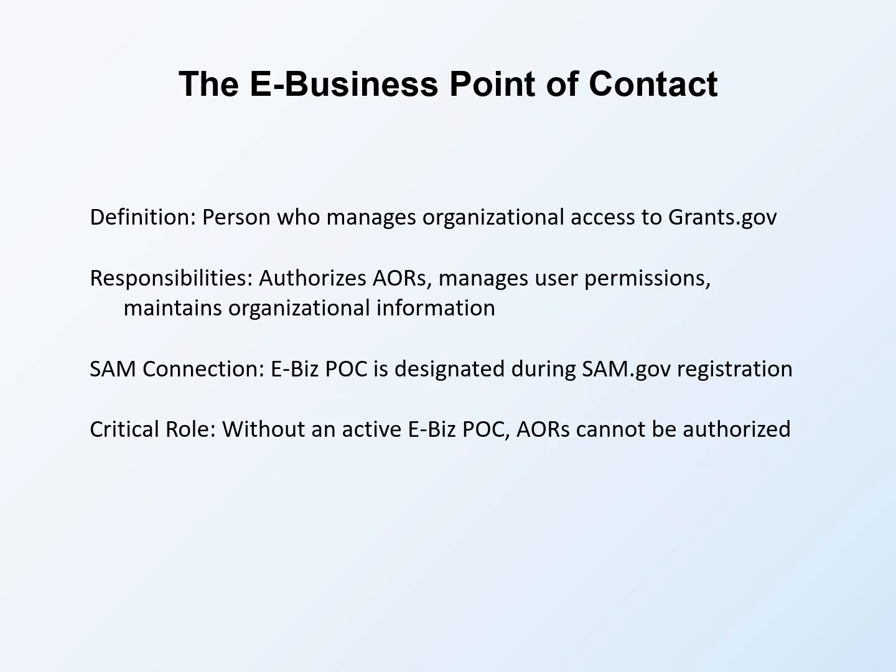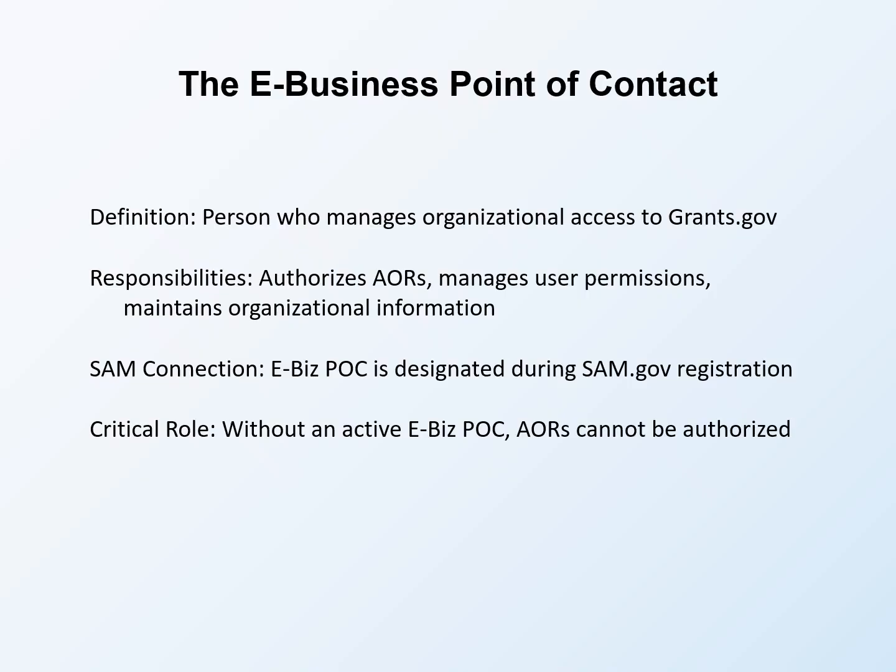The e-business point of contact, or EBiz POC, manages your organization's relationship with Grants.gov at the administrative level. The definition of an EBiz POC is the person responsible for managing organizational access to Grants.gov. While AORs submit individual applications, the EBiz POC handles the organizational infrastructure that enables submission. This is typically someone in administration or grants management with ongoing responsibility for federal systems.